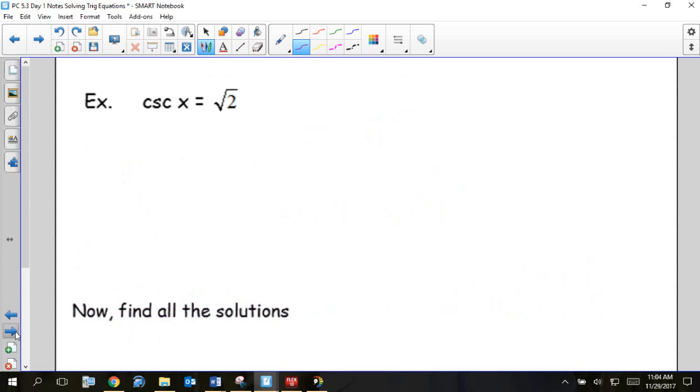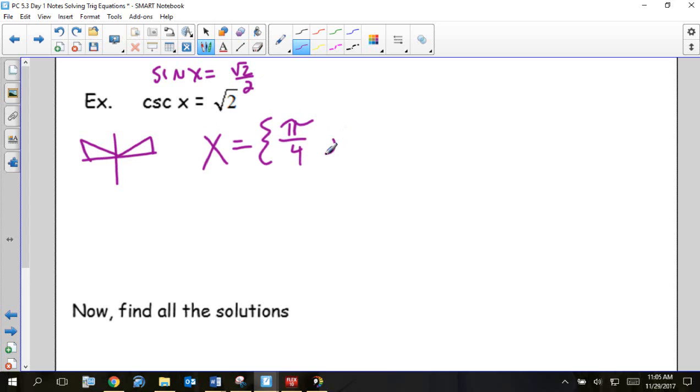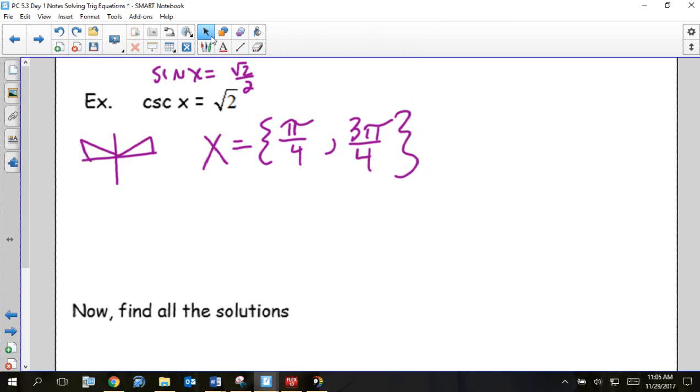Okay, so the next example, cosecant x equals radical 2. So cosecant, that's positive radical 2. Cosecant is positive in the first and second quadrants, same thing as sine, right? And if I reciprocated, it would be radical 2 over 2 if it were sine. So where's sine radical 2 over 2? Pi over 4 and 3 pi over 4. So those are the solutions from 0 to 2 pi.